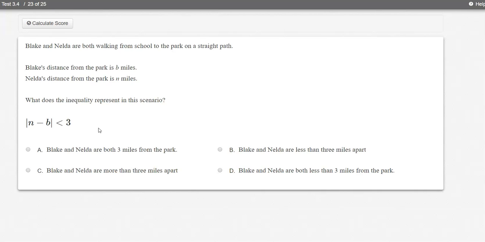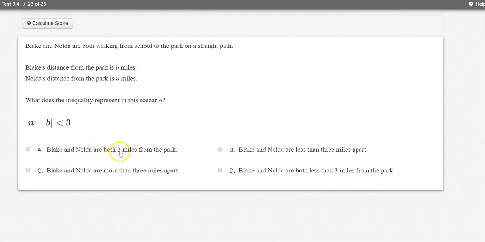There is no work. If you take Blake and Nelda's distances and subtract them, you are finding the distance between Blake and Nelda. Notice the absolute value of the difference means distance between. So if I had like a 5 and a 7, I did 5 minus 7 and took the absolute value, I would get 2. That's 2 spaces apart on the number line. This is saying the distance is less than 3. So let's see what this says.